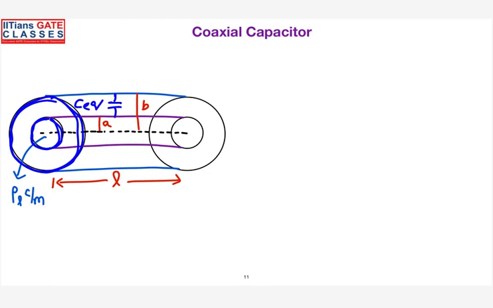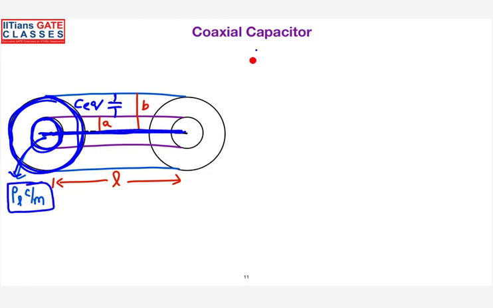To make the problem simpler, I have assumed that exactly at the center of the coaxial cable there is a line charge. And this line charge is creating some amount of charge on the inner conductor, and the same amount of charge is present on the outer conductor also. So the concept remains the same, but this time I have assumed a line charge located at the center of the conductor. That line charge density is ρL coulombs per meter.